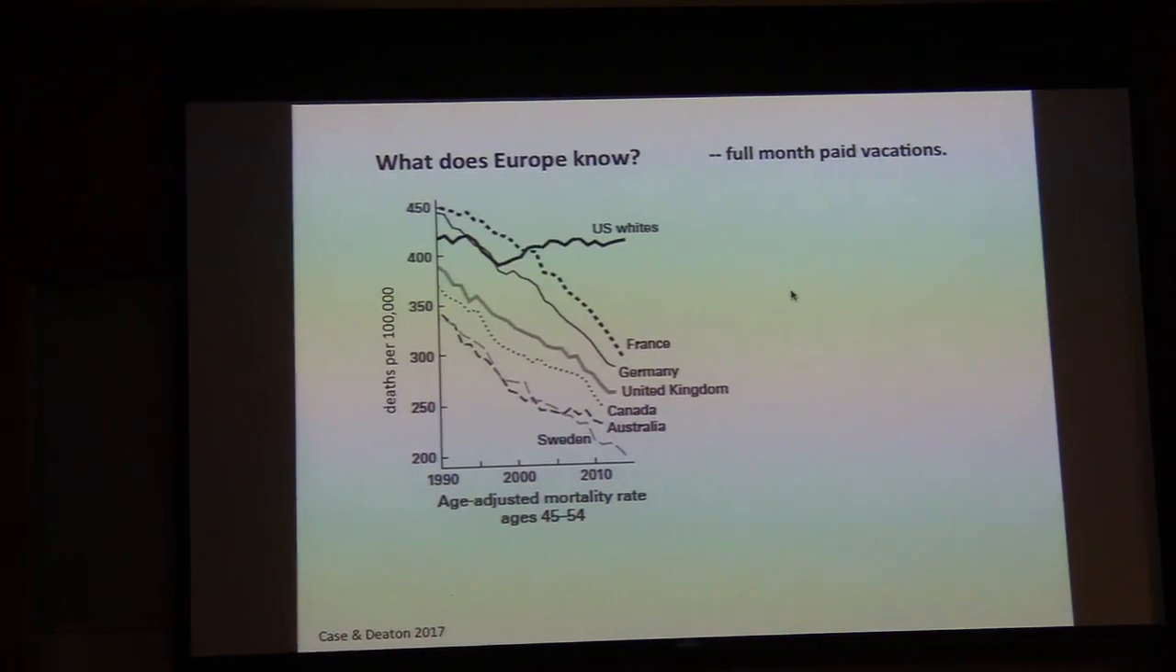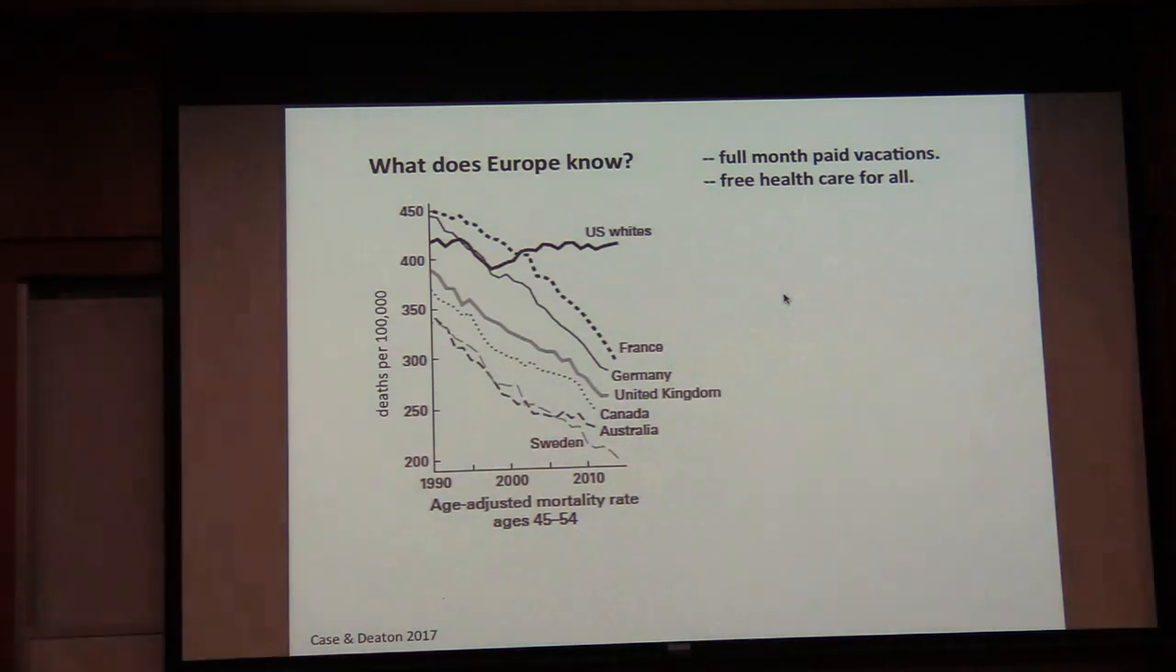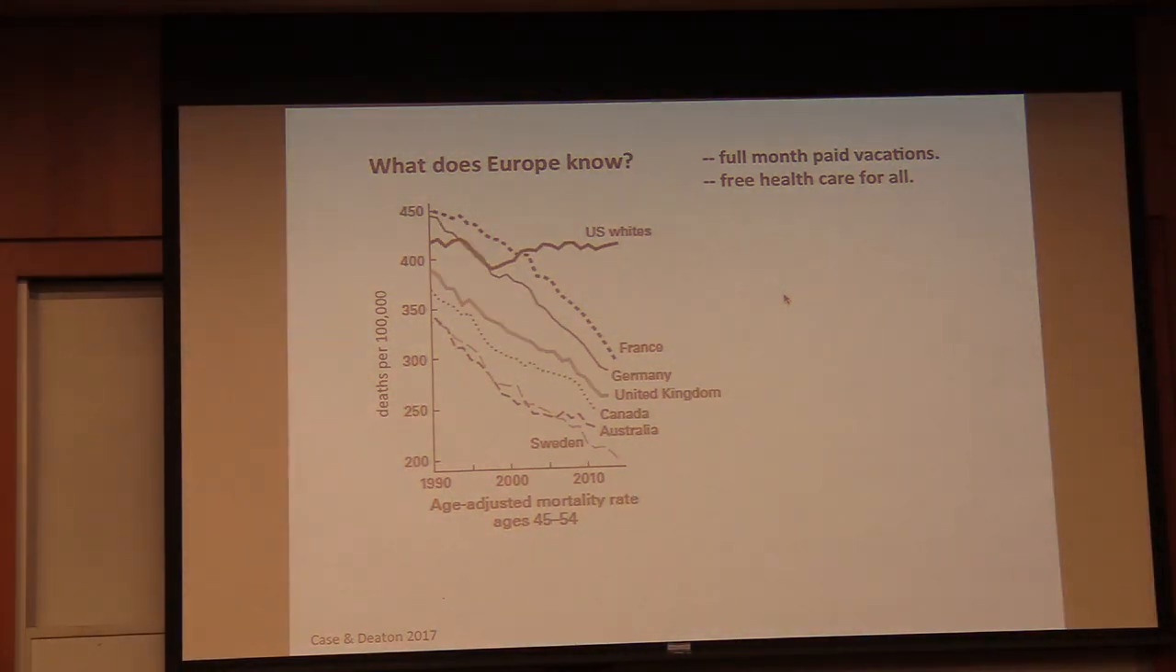So here are some reasons. In Europe they have a full month or more, in different countries, of paid vacation. Can you imagine if every citizen in the U.S. had a paid vacation? This would change the country, really. They have free health care. If we had fewer people worrying about what they're going to do when they get something wrong, they would be better off. They have free child care.